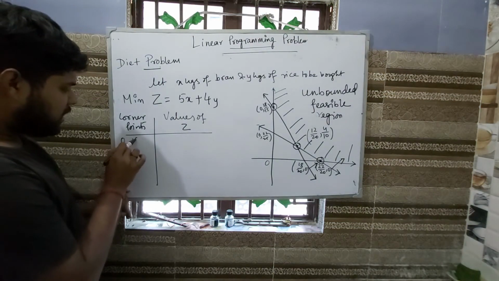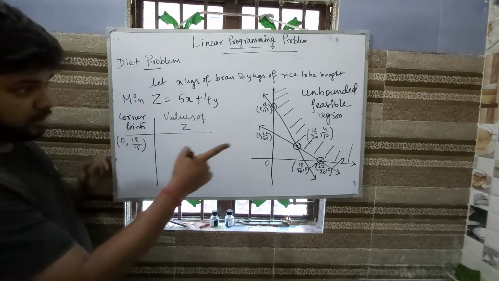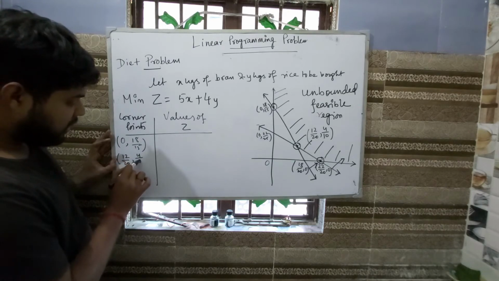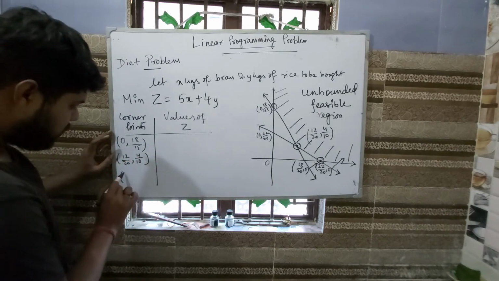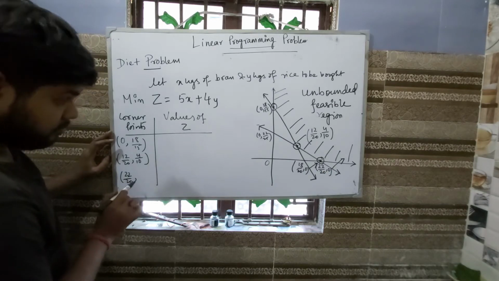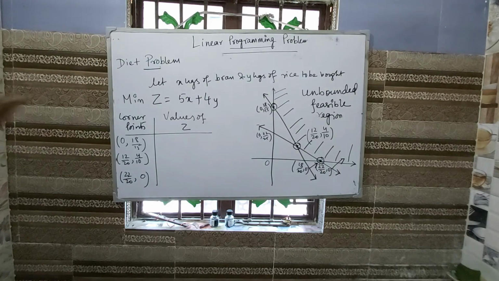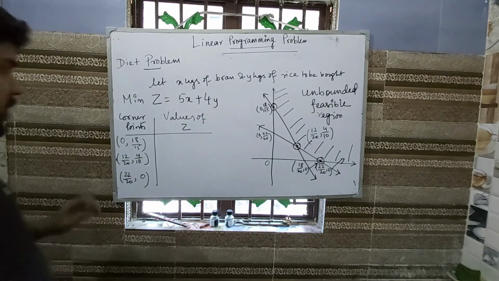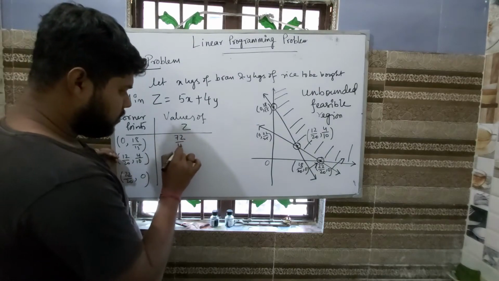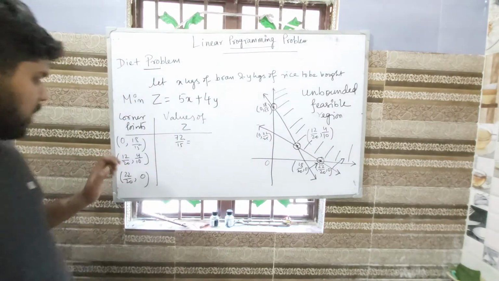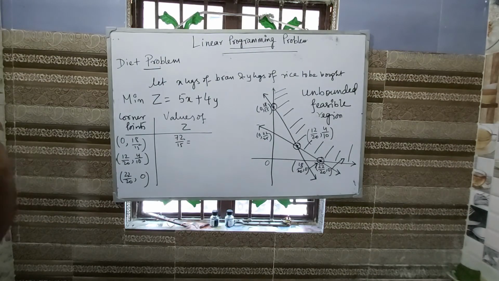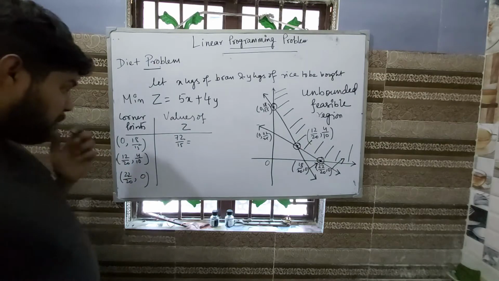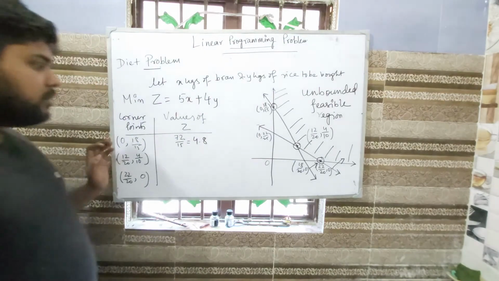So one is 0, 18 by 15, then 12 by 20, 4 by 10, and the next one is 22 by 20, 0. Now I have to do this calculation. So 0, 4 into 18 by 15, so that is 72 by 15, which is 4 point something. Then you can cancel it by 3 also. If you cancel it by 3, this is 24 by 5. So this is 4.8 actually. Fine.